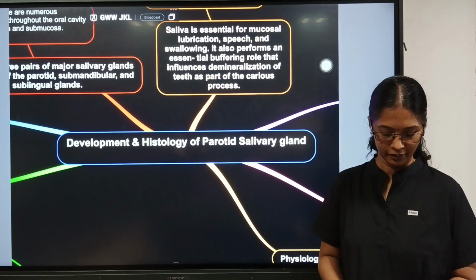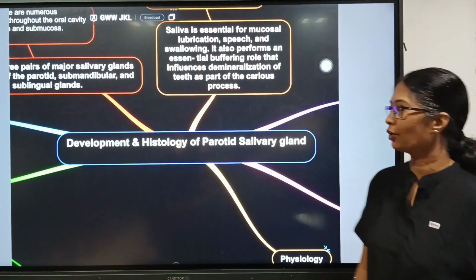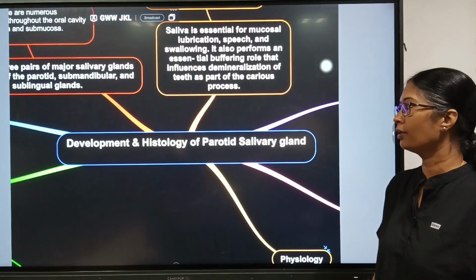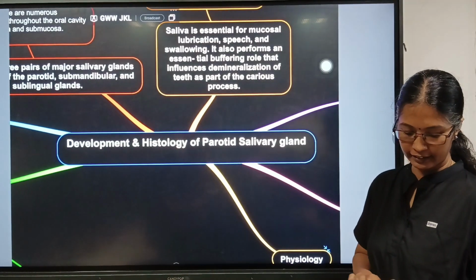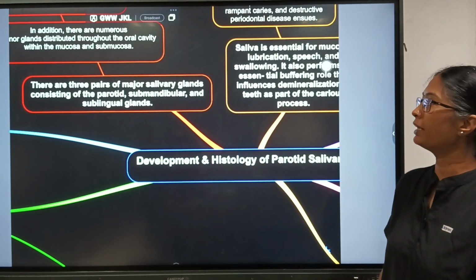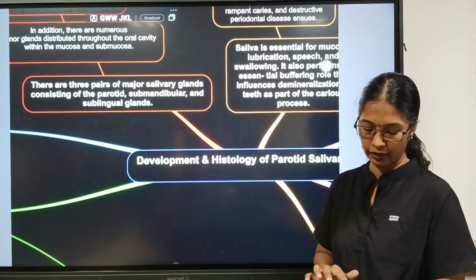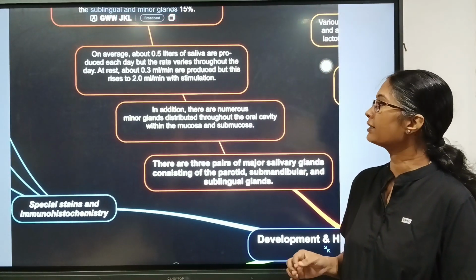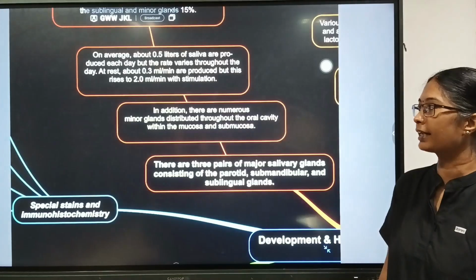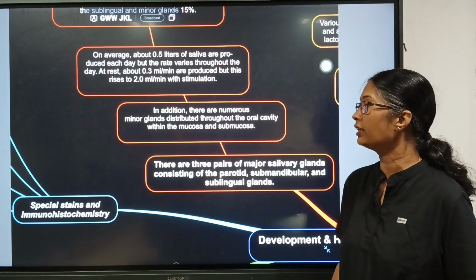Good morning everyone. Today we are going to talk about development and histology of parotid salivary glands. So we know there are three major salivary glands consisting of parotid, submandibular and sublingual glands, and there are numerous minor salivary glands distributed throughout the oral cavity within the mucosa and submucosa.